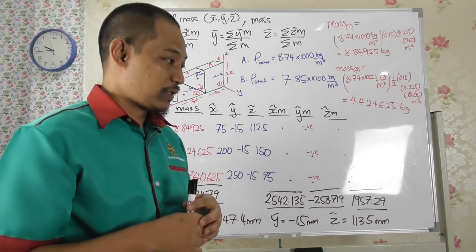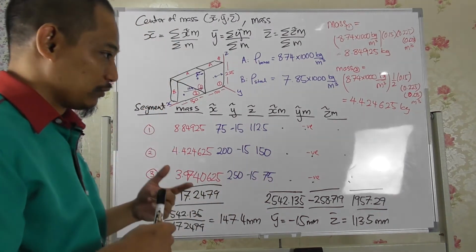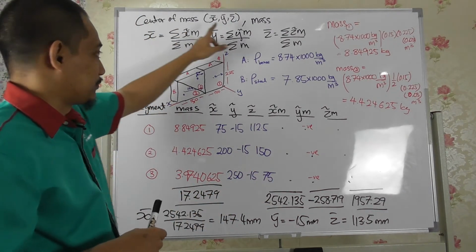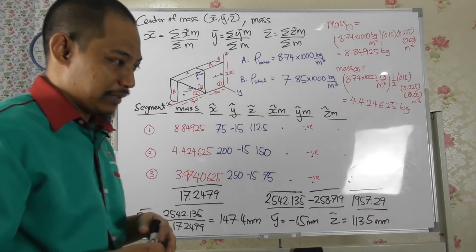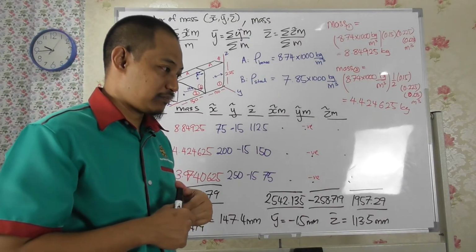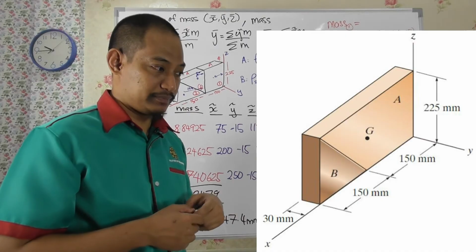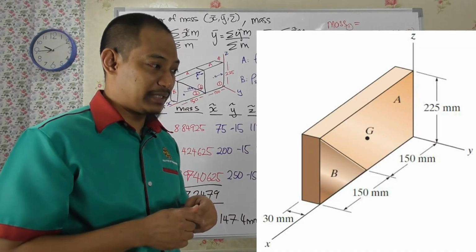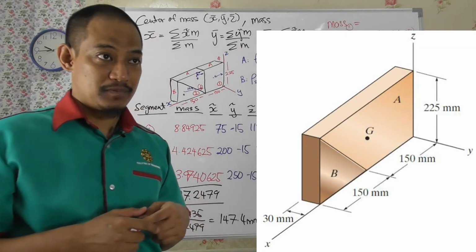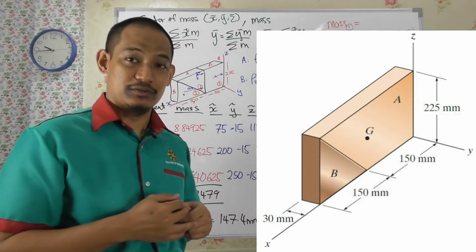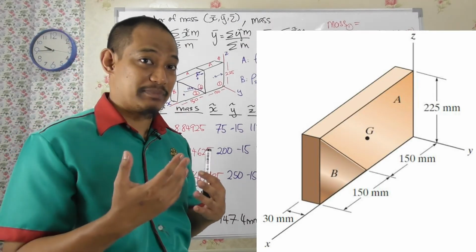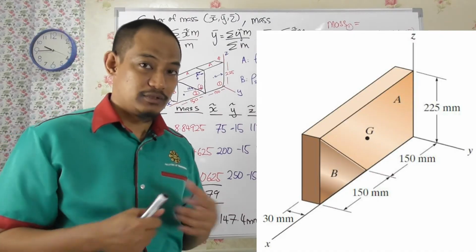So looking back at the question, we have the center of mass, we already have the mass, and part B, the question says, is the geometric centroid of the plate the same as the center of mass? I'll give you 5 seconds to think. Is the centroid the same as the center of mass? Whatever the answer here, will the centroid be the same?